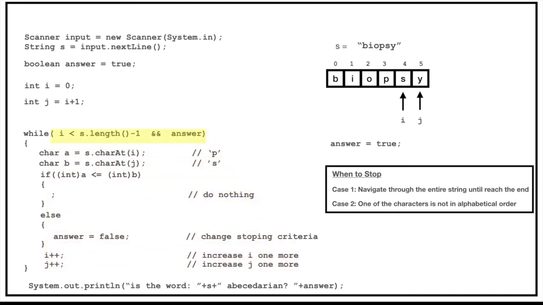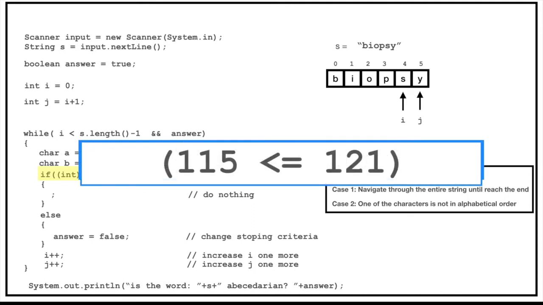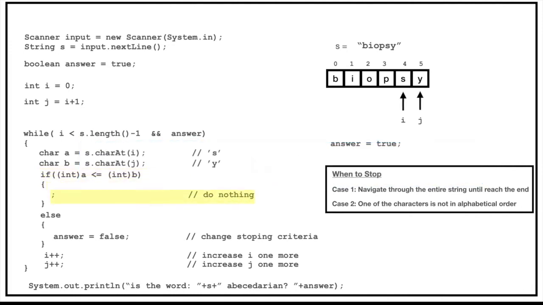Again, we loop again. And here we're going to check both of these conditions remain true. And here is going to be the value of S for position I and the value of Y at position J. After this part, we're going to compare and check if S is less than or equal to Y, which in numeric values represents 115 versus 121, indeed true. So we do nothing. And then we increase our variables I and J.